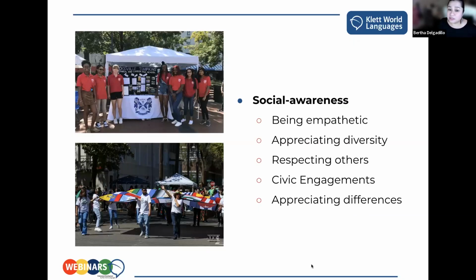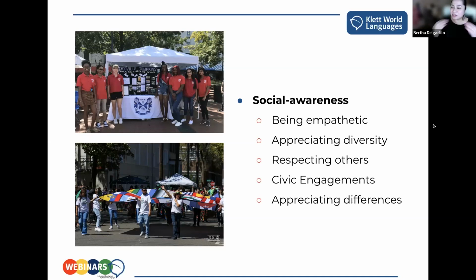Here's another one of the social emotional learning competencies. We have social awareness, and this one just goes hand in hand. If you teach in the United States and you're familiar with the 5 C's of ACTFL, which I am linking at the end of this presentation, it combines beautifully with the SEL social awareness competency, because it has to do with being empathetic, with appreciating diversity, with respecting others, with civic engagement, and appreciating differences.